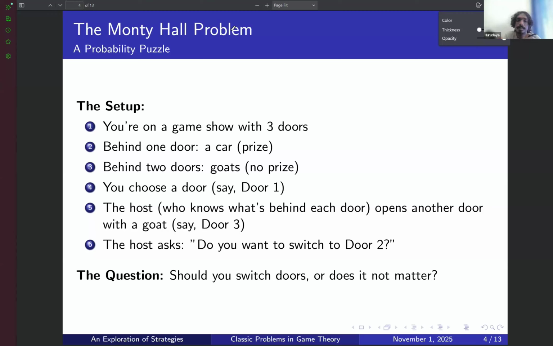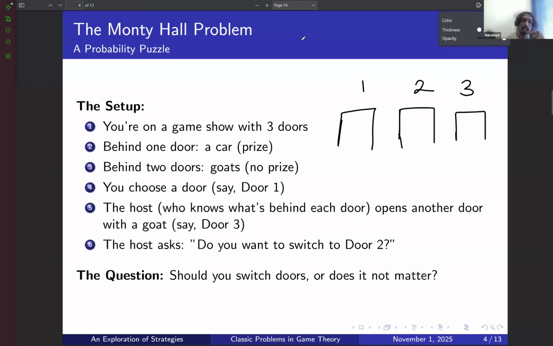Yes, sir. Okay, so I'm just going to explain the Monty Hall problem really quickly. So you're on a game show, right? And there's three doors. There's door one, there's door two, and there's door three.